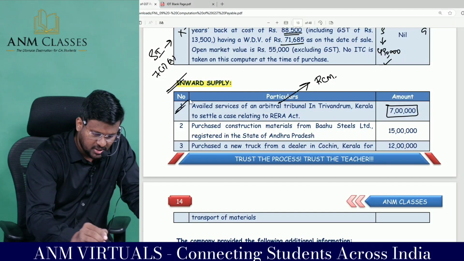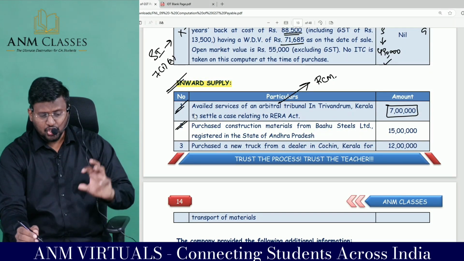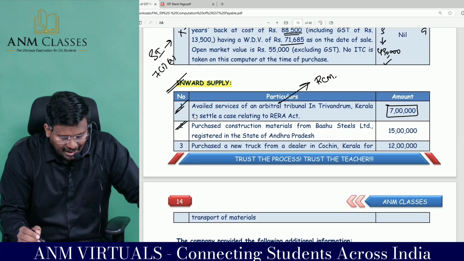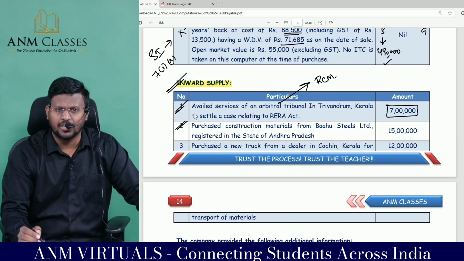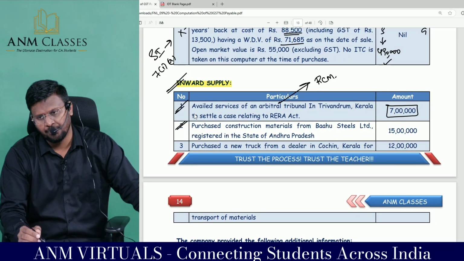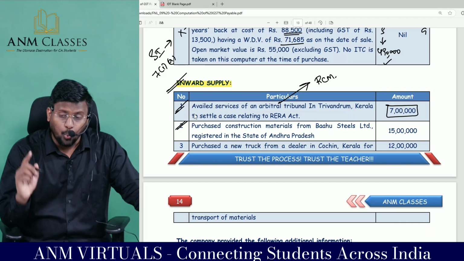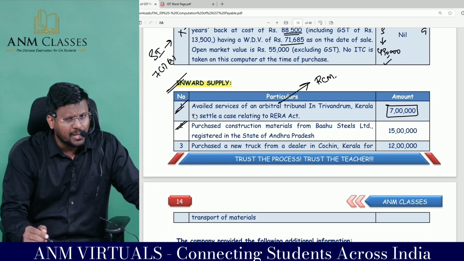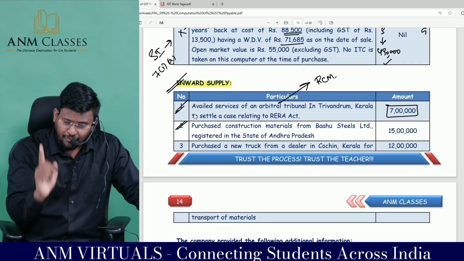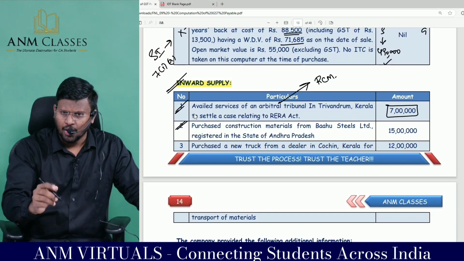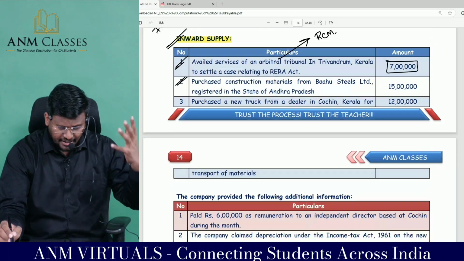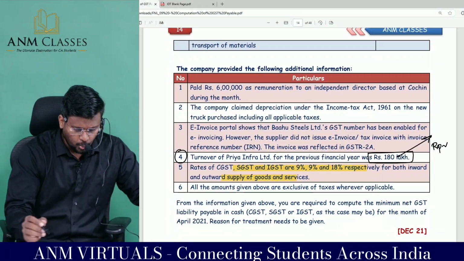The next inward supply I am going to read. Purchased construction material from Bahu Steels Limited, registered in the state of Andhra Pradesh. It's a what state supply? Interstate supply. So what would we have paid? That IGST we can claim as ITC. So we have to add only in one segment, which is the ITC details. Right? Is there any specific note available for Bahu?